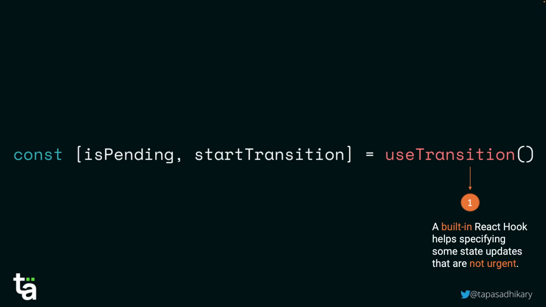It returns two things. Basically, one thing, an array, but with two elements. The first element is a Boolean variable, isPending. This variable always returns true as long as the second item, which is a function, the startTransition function, executes. As long as the startTransition function executes, isPending will be true. When the startTransition function execution completes, isPending will return false.